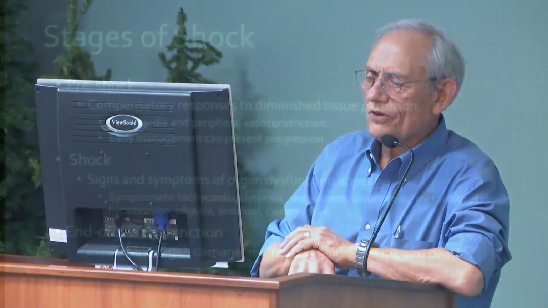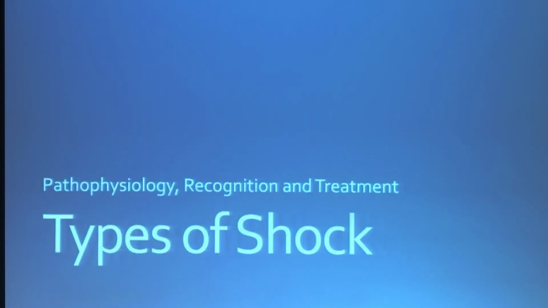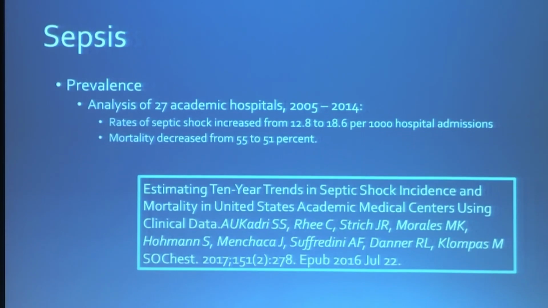Now, end organ dysfunction is irreversible organ damage, multi-organ failure, and death. That's when you no longer can correct that continual vicious circle or cycle. Okay, some kinds of shocks, specific ones.